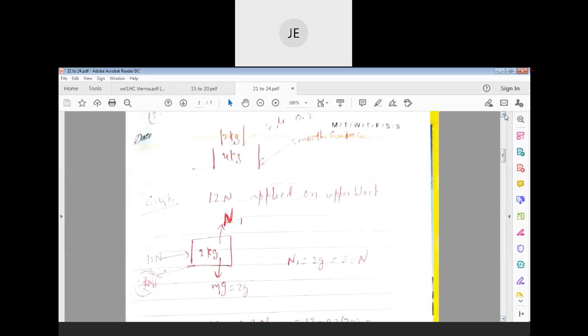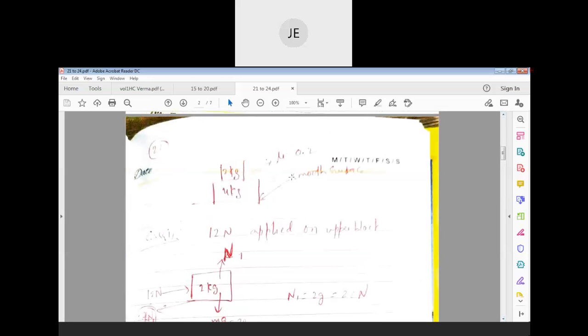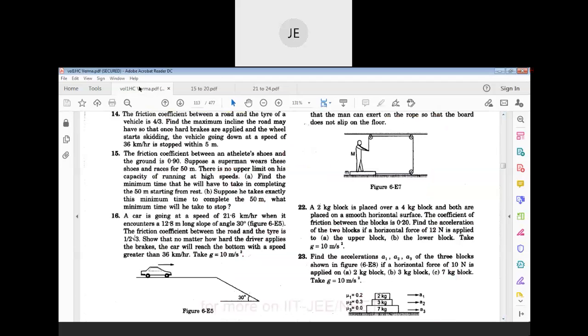So this is the diagram actually. 2 kg block is there, 4 kg block is there, and friction between the two blocks is 0.2. They have given the friction coefficient, and it is placed on a smooth horizontal surface. So here, smooth surface.